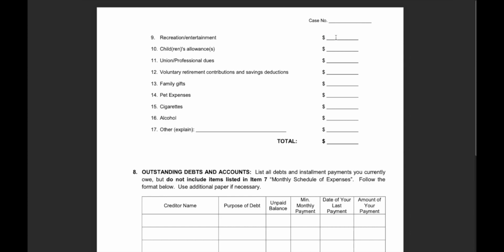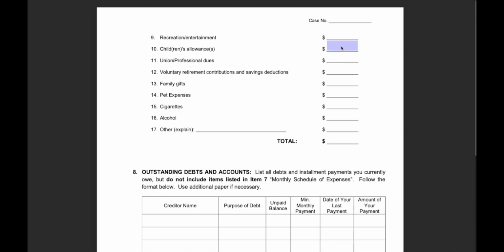Recreation and entertainment, again, a monthly estimation. Children's allowances, if applicable. Union and professional dues, if applicable. Voluntary retirement contributions and savings deductions. If you do get retirement taken out of your monthly checks, you're going to refer to your pay stubs to get an accurate amount for line 12. Same thing with family gifts. I always tell clients to go back through their bank statements and see if they consistently give family gifts throughout the month. Pet expenses, cigarettes and alcohol, and any other miscellaneous expenses not indicated above.